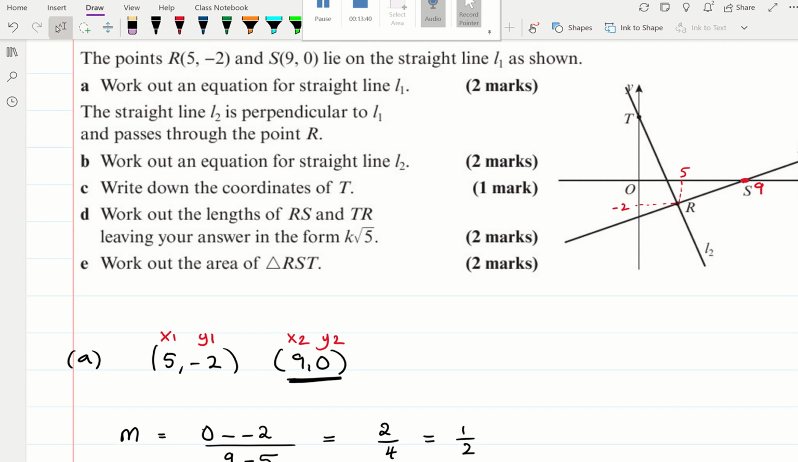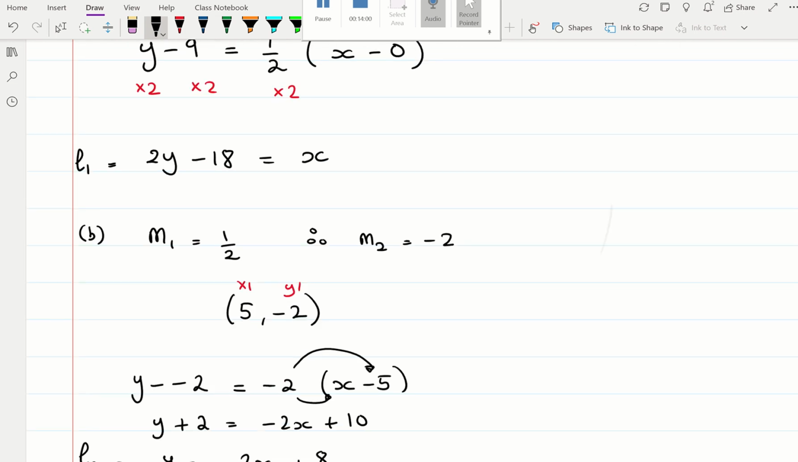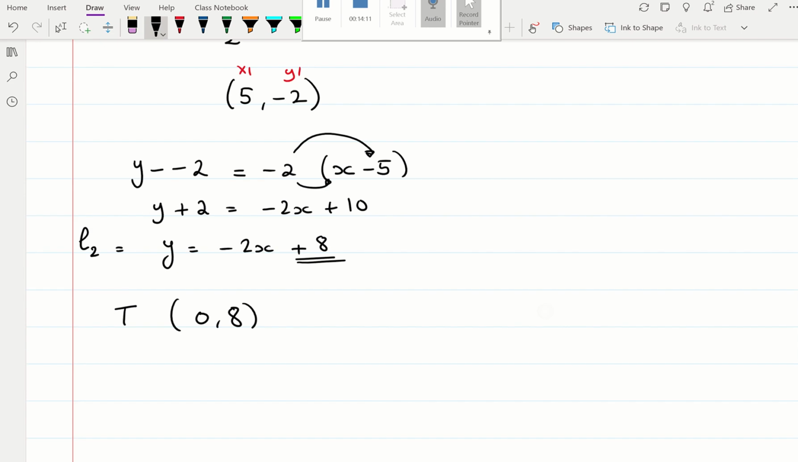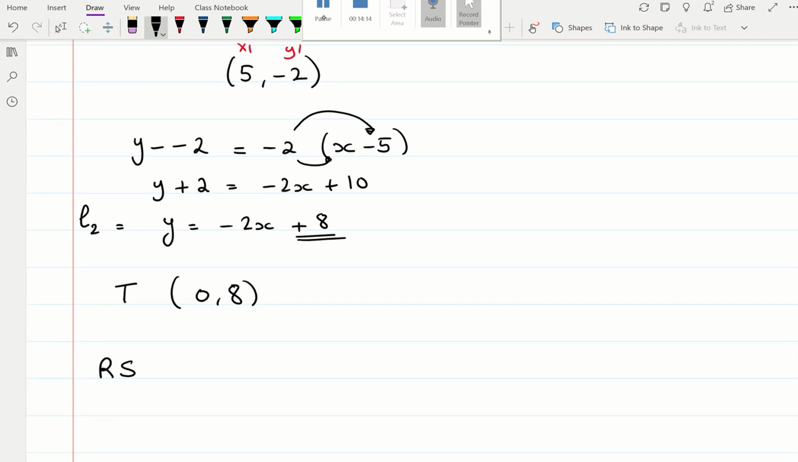And then it says work out the length of RS and TR. So I can do RS straight away because I've got the coordinates, but I will need to work out T, and T is where L2 meets the y-axis, so it's the y-intercept. Is it very easy? Yes, it is. T is the point 0, 8. Okay, so RS, let's start with RS, and R was 5, minus 2 and S was 9, 0.